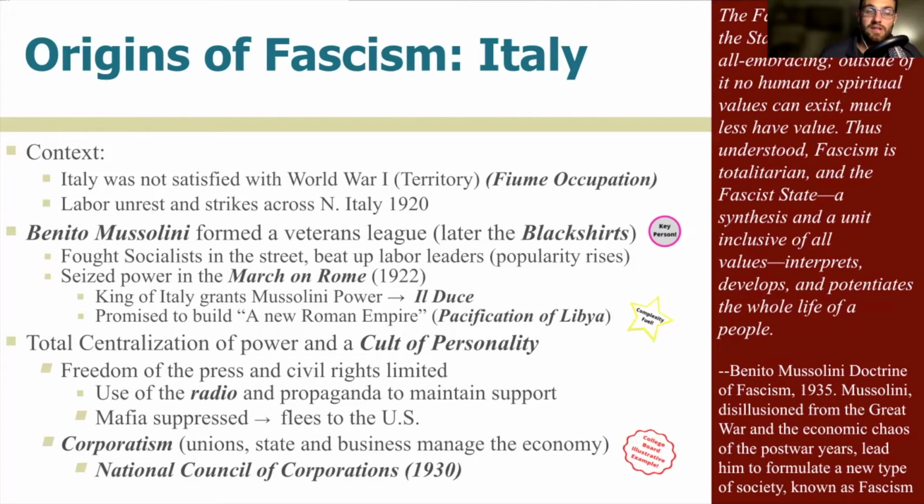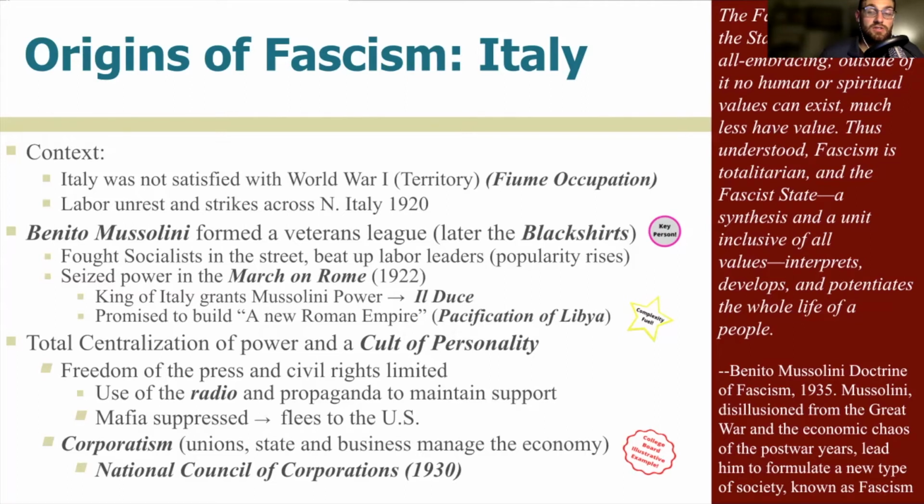To keep control, he limited the freedom of the press, and he also limited civil rights that had been guaranteed prior to his rise. He also used the radio to broadcast propaganda and maintain support, and he would also tour the country giving these really fiery speeches and get people all riled up. In a sort of interesting addendum to this, Mussolini's crackdown on civil rights targeted the Sicilian mafia in southern Italy, and it's at this time that many mafiosos fled to the United States to get away from Mussolini. Also, this mafia would assist the United States in invading Italy during World War II.